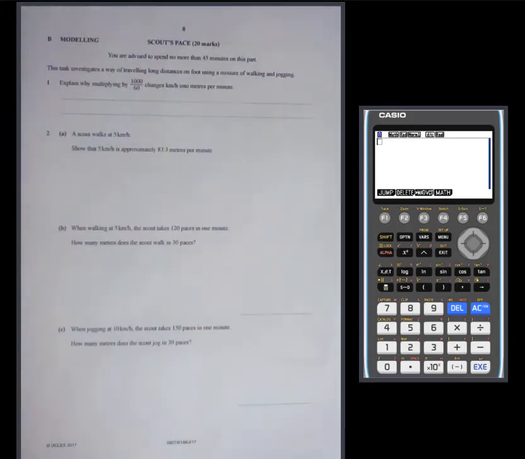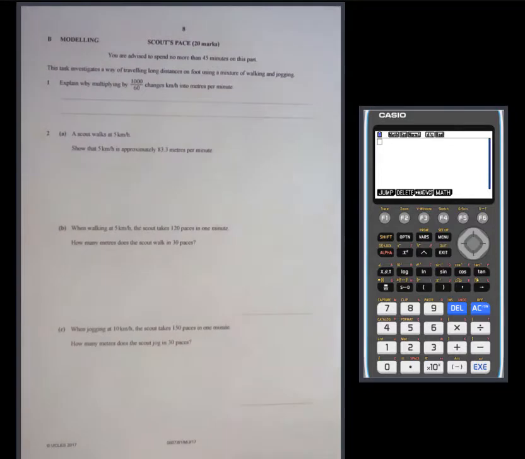Okay, here's another modelling paper, Scout's Pace. It's from June 2017. It's the second part of the paper. I gave you the first part the other day, the virus part. So, Scout's Pace, 20 marks. You are advised to spend no more than 45 minutes. This task investigates a way of travelling long distances on foot using a mixture of walking and jogging.